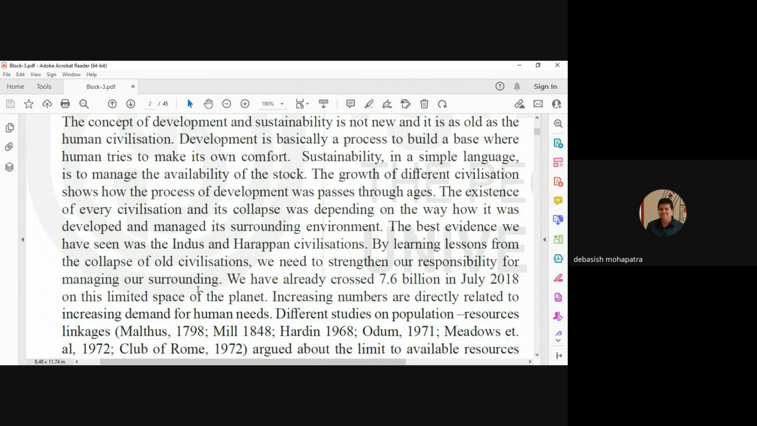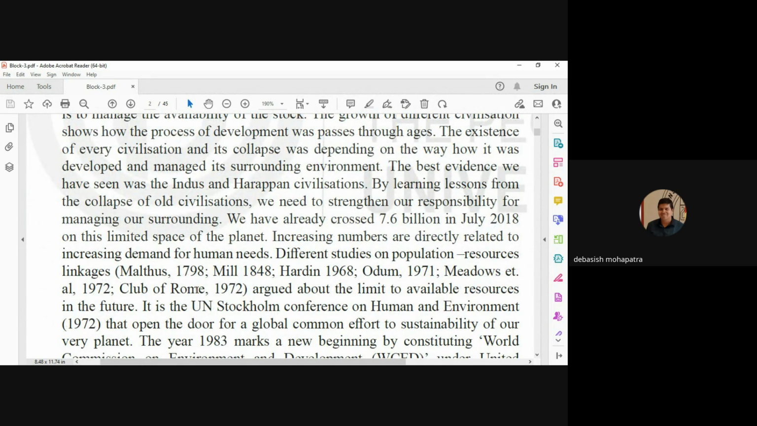By learning from the collapse of the old civilizations, we need to strengthen our responsibility for managing our surroundings. These old civilizations also collapsed because they became unsustainable, and we should be learning from them. We have already crossed 7.6 billion in July 2018 on this limited surface of the planet. Increasing numbers are directly related to the increased demand for human needs. Different studies on population and resource linkage argued about the limit to available resources in the future.